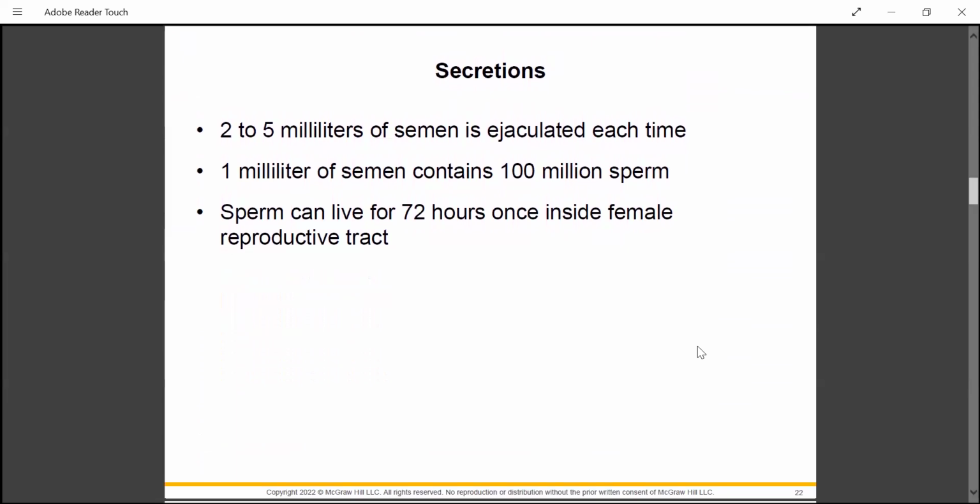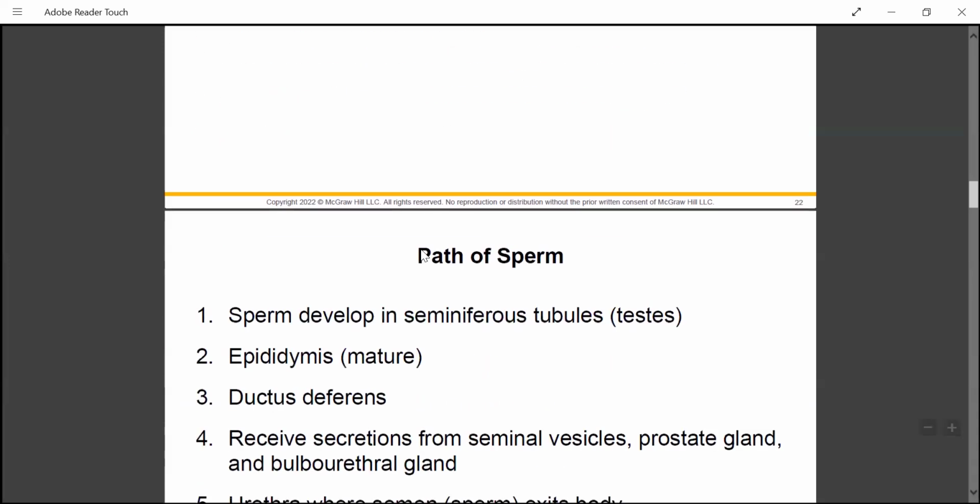Okay, so only about 2 to 5 milliliters of semen will be ejaculated on average, but that is going to contain 200 to 500 million sperm. And sperm can technically live for 72 hours within the female reproductive tract. So fertilization doesn't necessarily take place immediately. There's kind of a window where fertilization can take place.